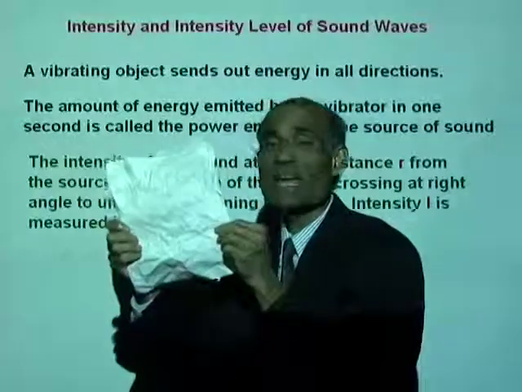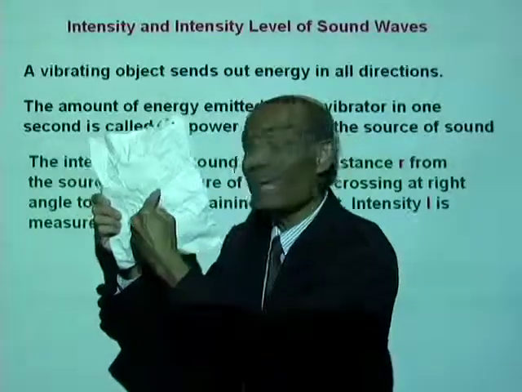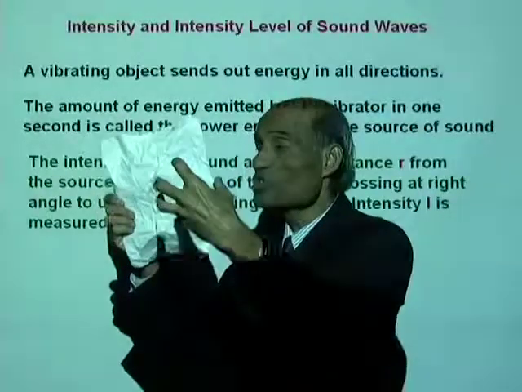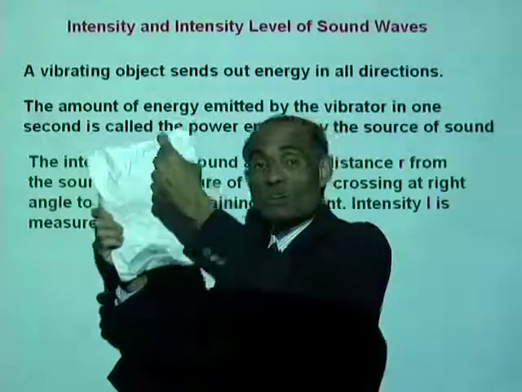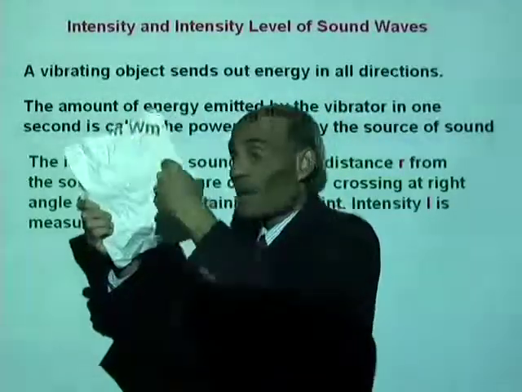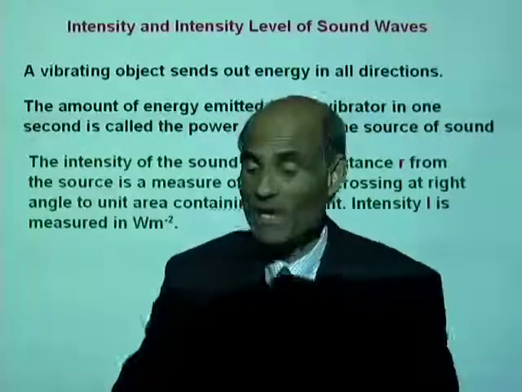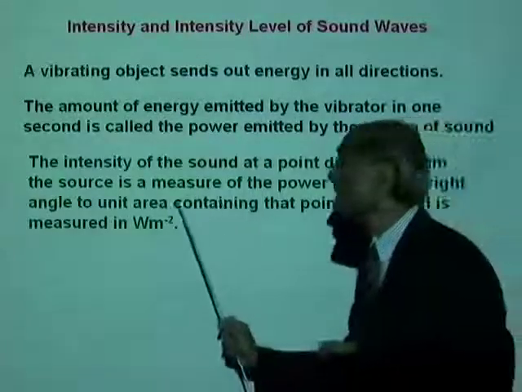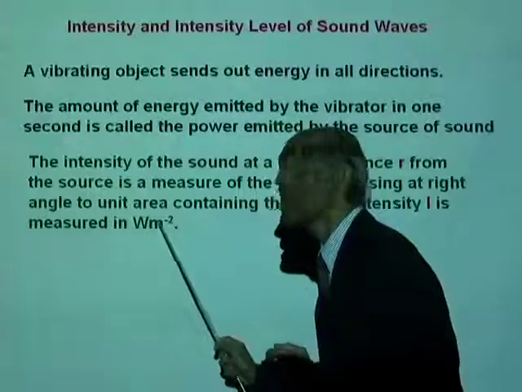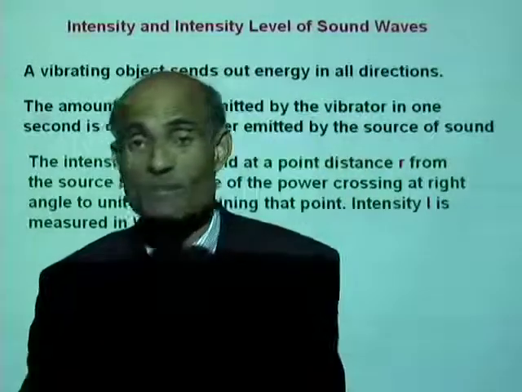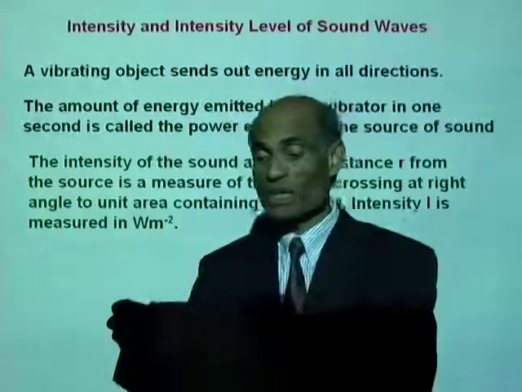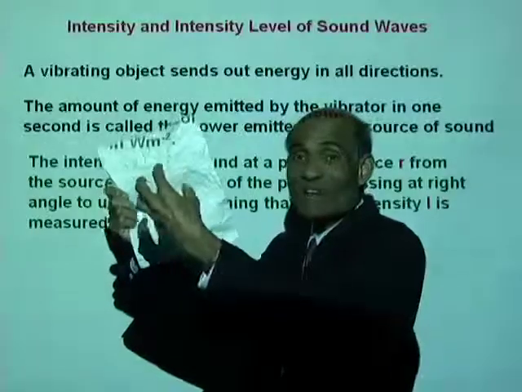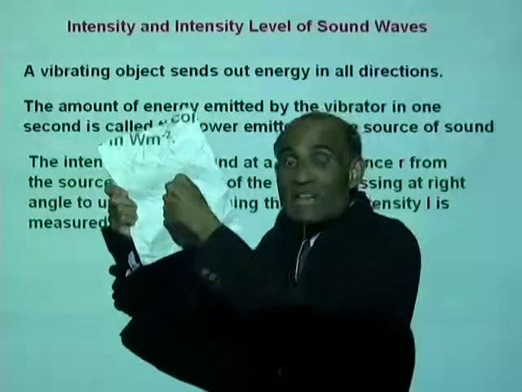So what is the intensity again? The intensity of a sound at a point is a measure of the amount of energy crossing at right angles to a unit area that contains that point. And we will represent intensity by I, and it is measured in watt per meter square. In other words, intensity at a point is a measure of the power that is crossing at right angles to a unit area that contains the point.